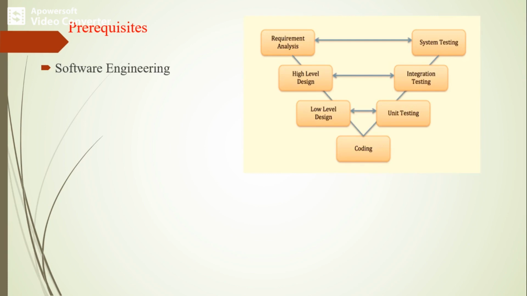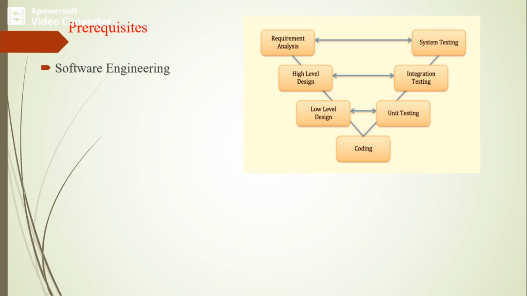The V model design of software engineering has requirement analysis, high level design, low level design, and then how to do the coding for the design specification. After that, we will be testing with unit testing, integration testing, and system testing. These are the three different testing techniques used under the software development life cycle, that is SDLC.